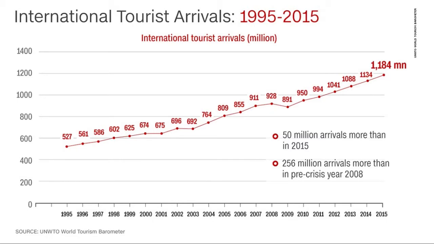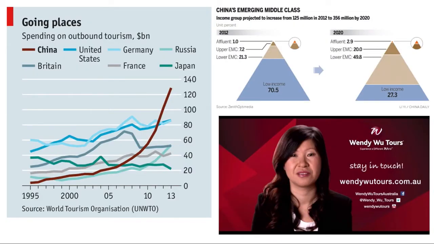So economics, key factor, driving tourism. And again, here's a little chart identifying that. So the maroon line there identifies that rapid increase in the amount spent by Chinese tourists. And again, the middle class emerging there. Even tourism companies within Australia cater for Chinese tourists.